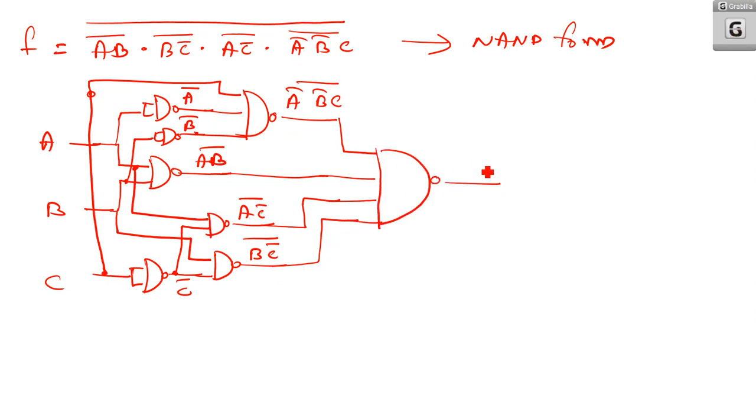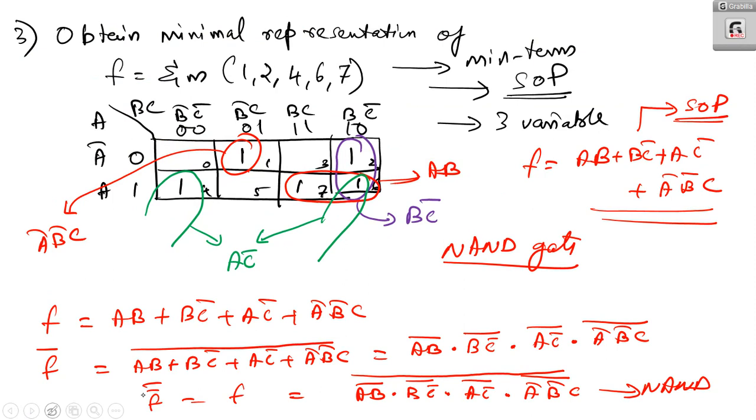So that will get F. Okay. So that is a realization using NAND gates only. Already you know the implementation using AND or invert logic. Okay. So this is how we are getting the minimized expression from a K-map.